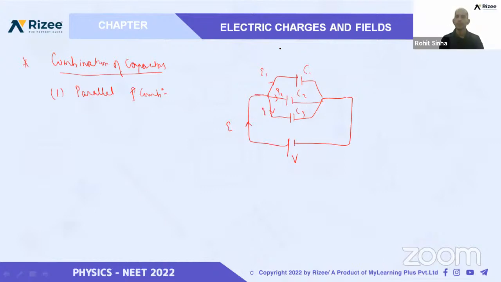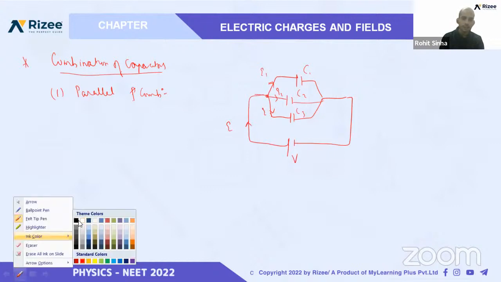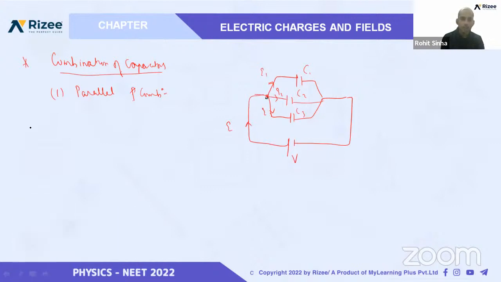Now we know at this point that Q will be Q1 plus Q2 plus Q3 like this, and also we know that Q is equal to CV. We will replace this Q by C equivalent into V is equal to Q1.